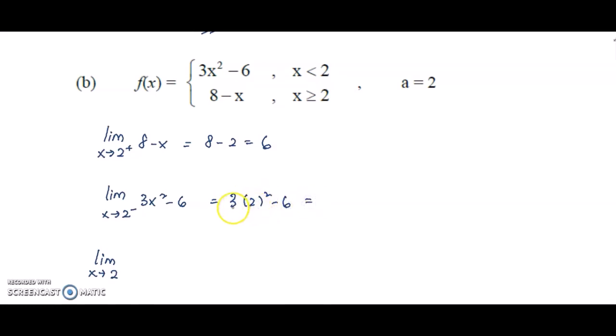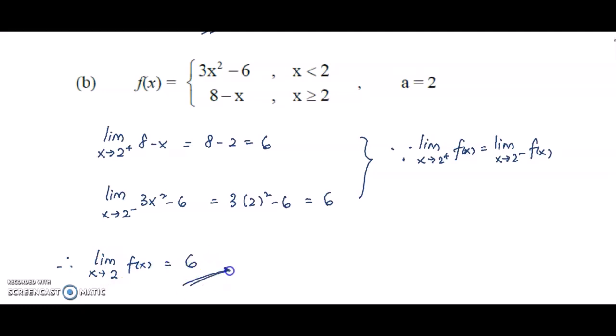You have 4 multiplied by 3, 12, 12 minus 6, that will be 6. Then what is our conclusion now? Since the limit when x approaches 2 from the right is equal to the limit when x approaches 2 from the left, our conclusion is, therefore, the limit when x approaches 2 will be equal to 6. And of course, it exists.